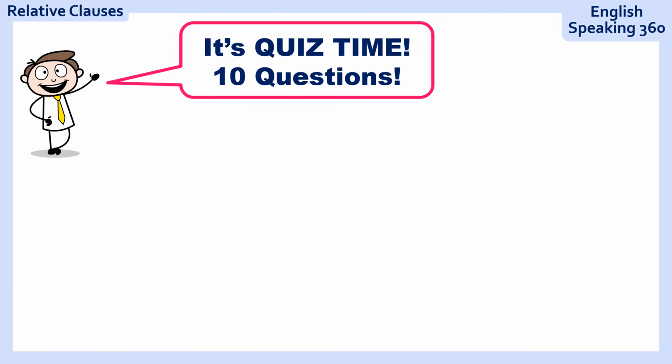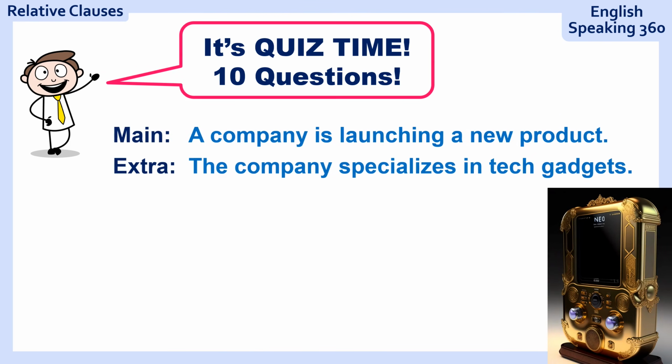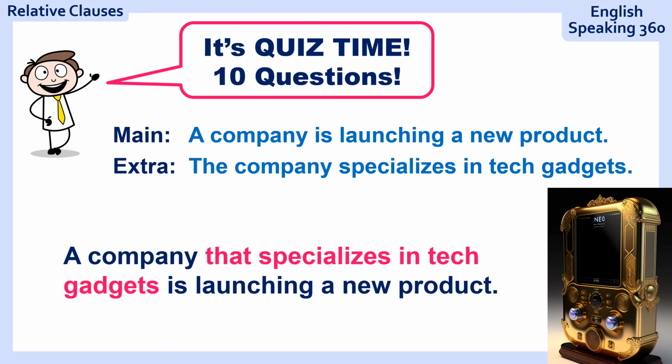Now it's quiz time. 10 questions, and like I told you, it's not easy. Let's get started. A company is launching a new product. The company specializes in tech gadgets. Put the two sentences together to make only one sentence. You ready? You would say, a company that specializes in tech gadgets is launching a new product.